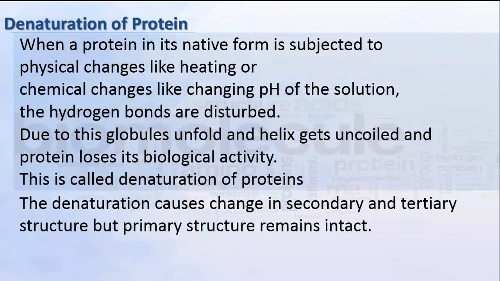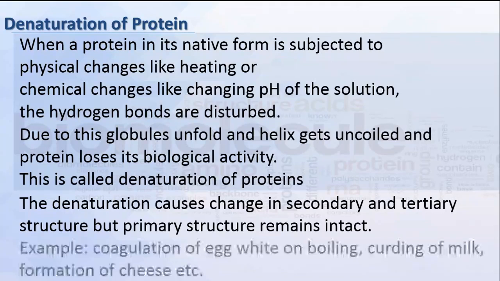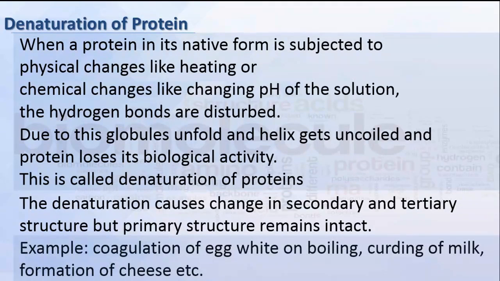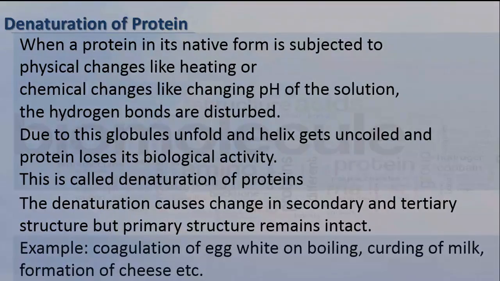The denaturation causes changes in secondary and tertiary structure, but primary structure remains intact. Example: coagulation of egg white on boiling, curding of milk, formation of cheese, etc.